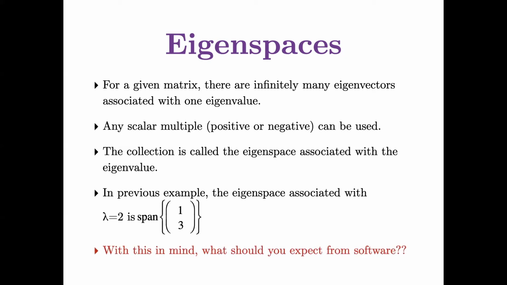Well, geez, with this in mind, what should you expect from software? If the software can give you infinitely many answers, it should be a question of, well, what answer is it going to give you? You have a guess? That's right, it's going to give you the unit vector associated with that span. Now, here's the kicker. Is there only one unit vector associated with a span? No, there are two.